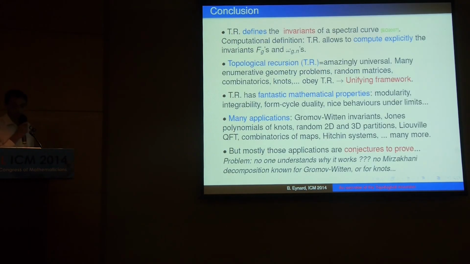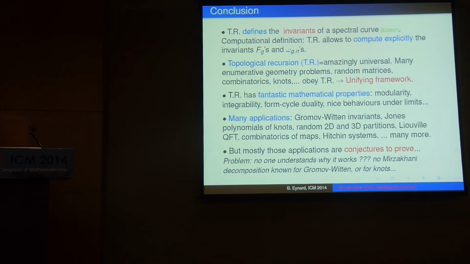So let me conclude my talk. What I've shown you is that the topological recursion can be used to define some invariants of a spectral curve, and this definition is a computational definition. Well, physicists would say it's a good definition because it's computational, but probably mathematicians would say it's a bad definition because it says how to compute things, but it does not say what it computes. So that's a challenge, to really understand what we are computing this way.